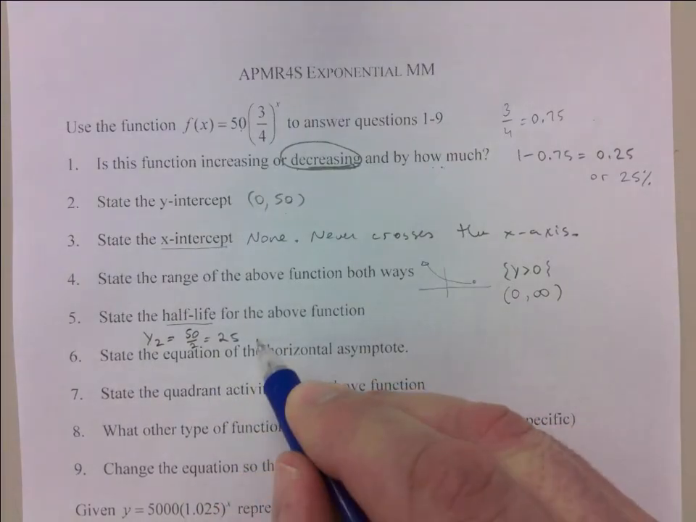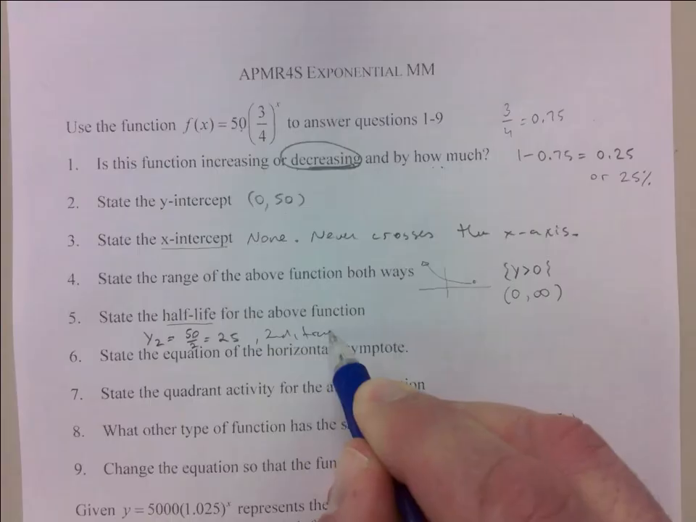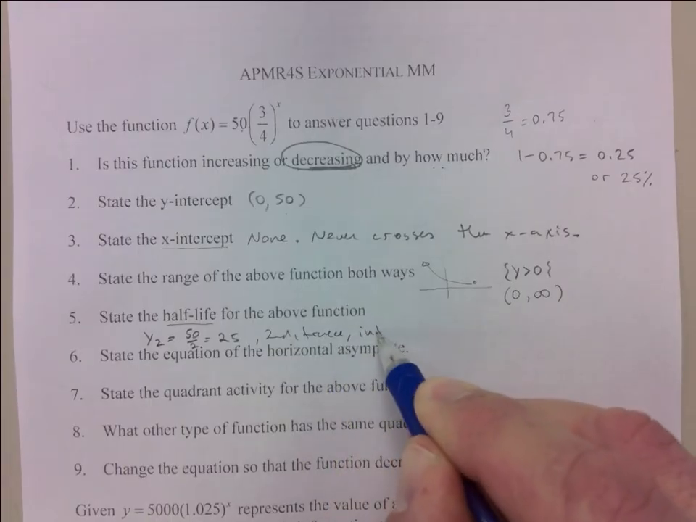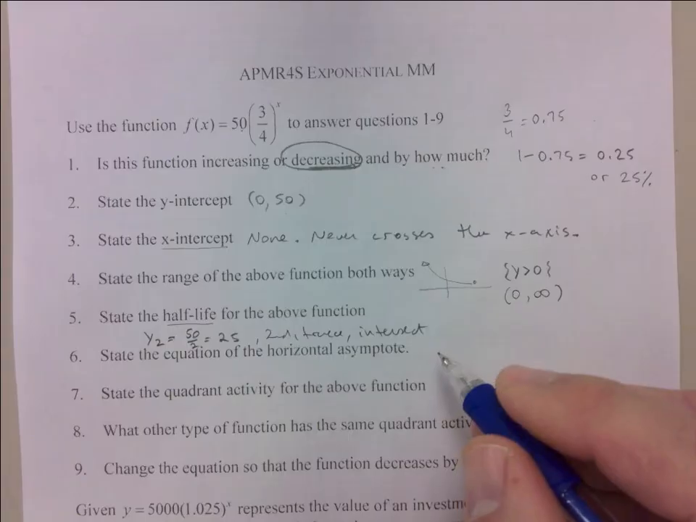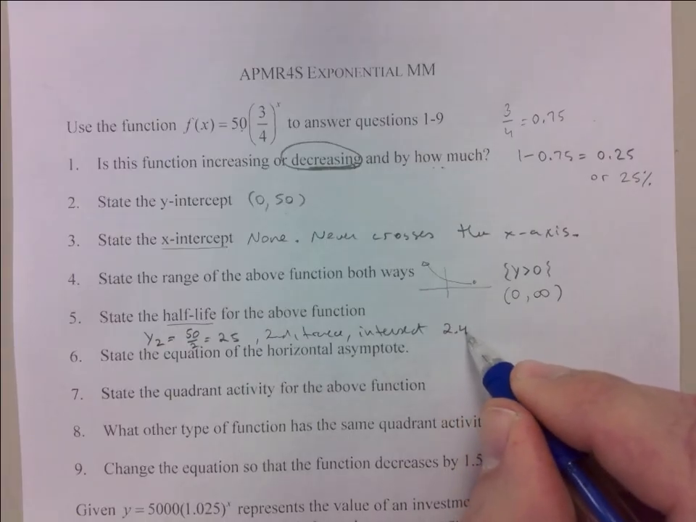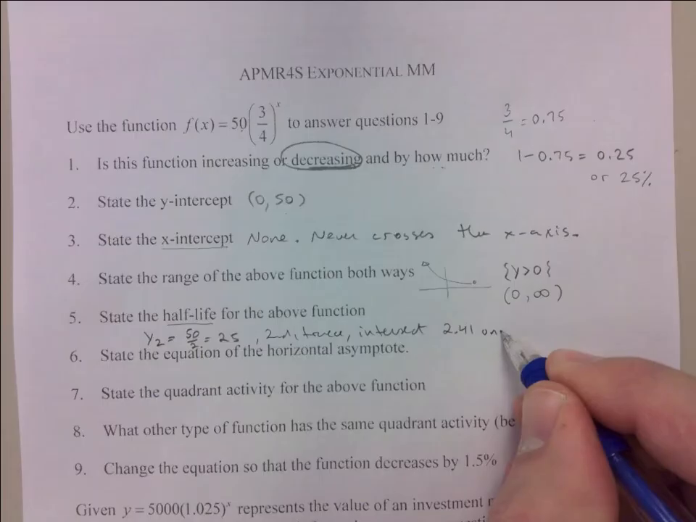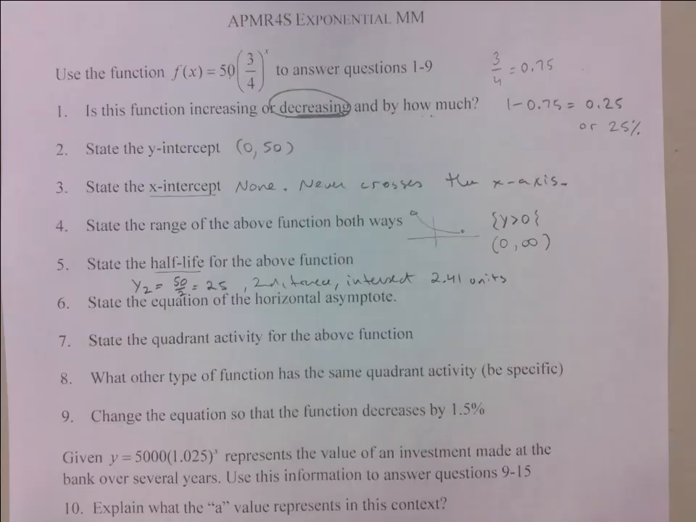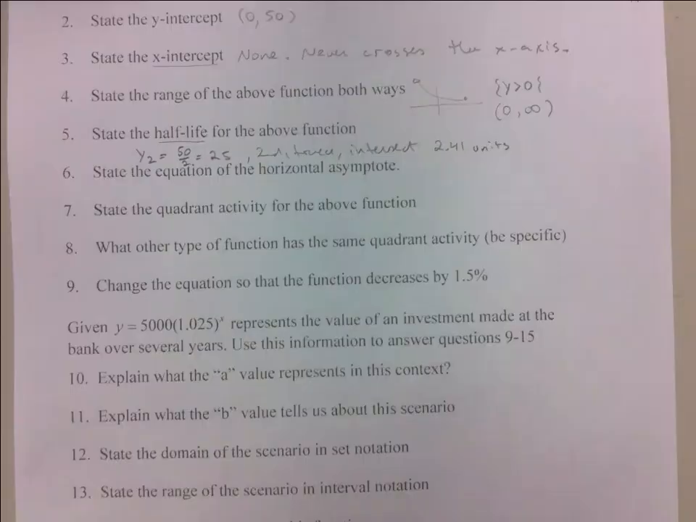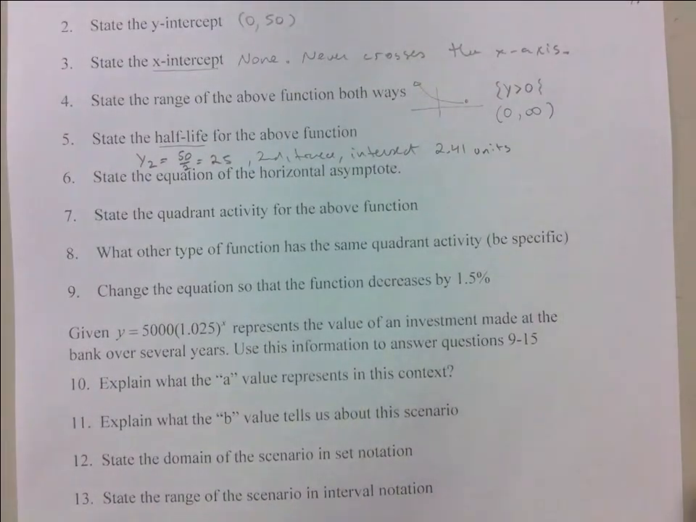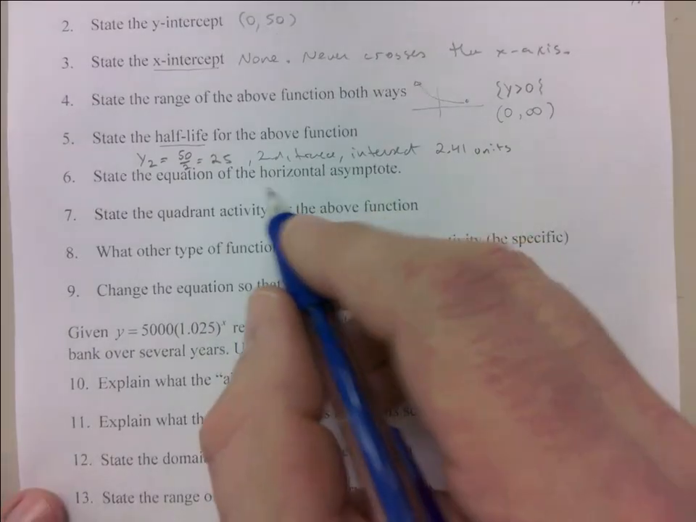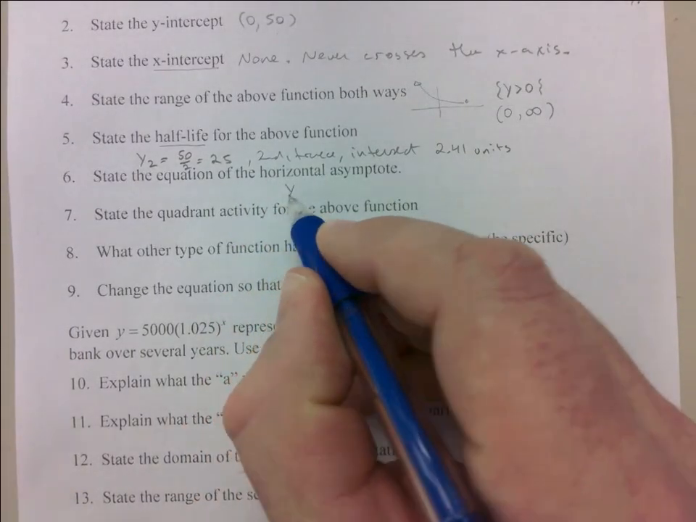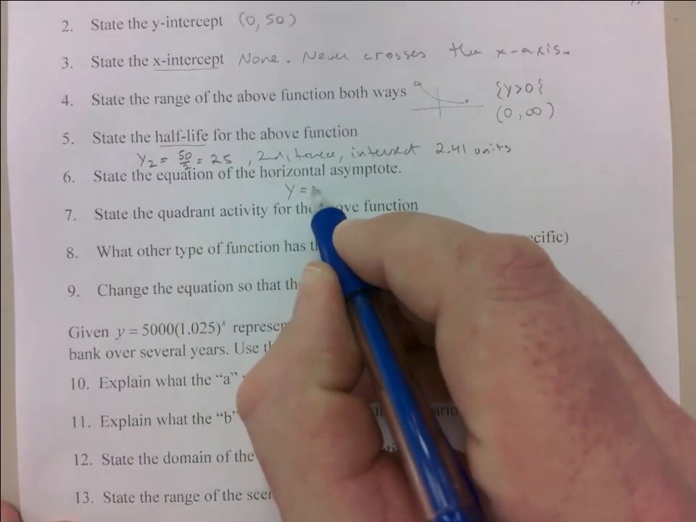So I'm going to go that, second, trace, intersect, and that is 2.41 units. We don't know what they are. Could be seconds, days, years, centuries. Okay. So that's how you do your half-life. State the equation of the horizontal asymptote. A horizontal line is always y equals something, so it'll be y equals 0.